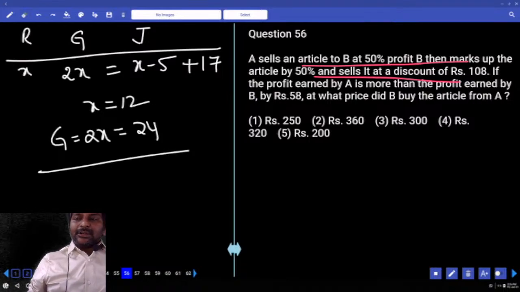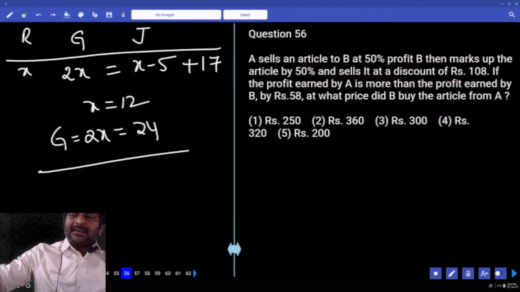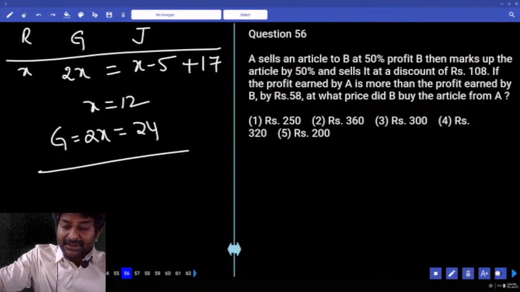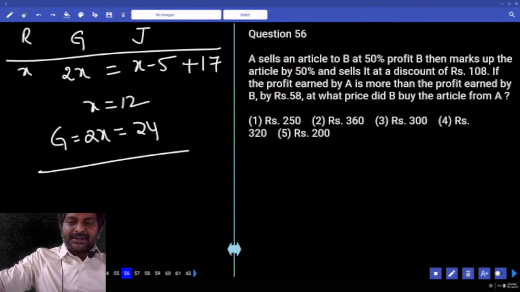A sells an article to B at 50% profit. B then marks up the article by 50% and sells it at a discount of 108. If the profit earned by A is more than the profit earned by B by 58 rupees, at what price did B buy the article from A?